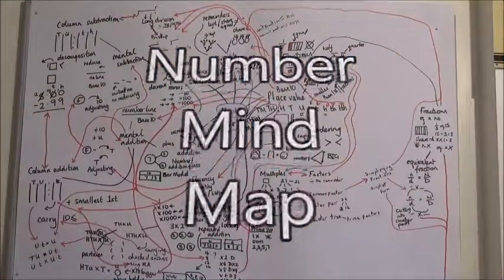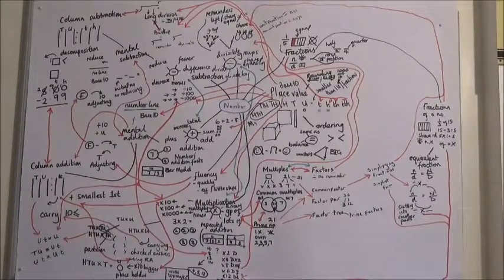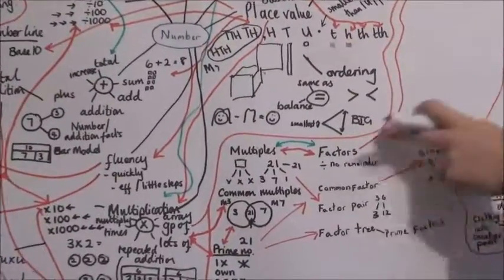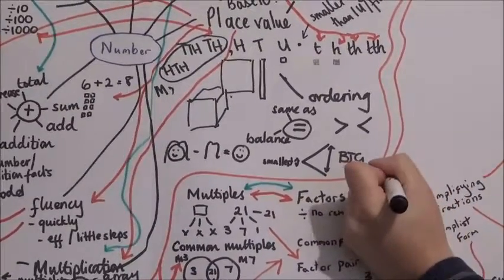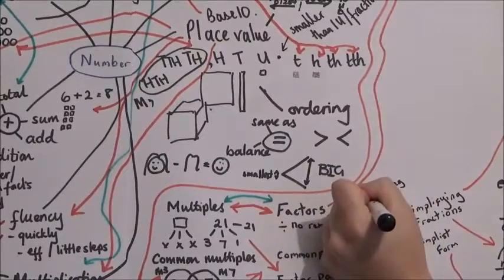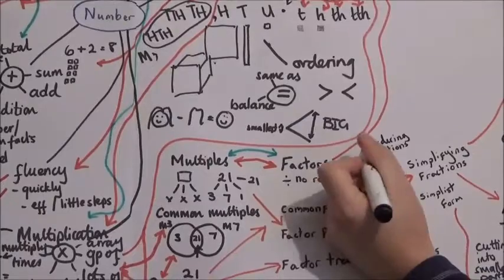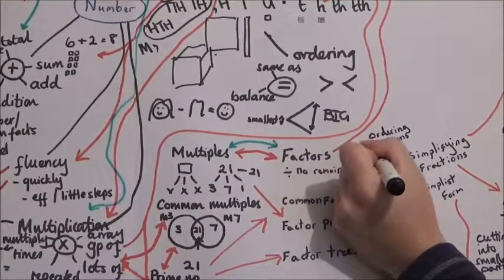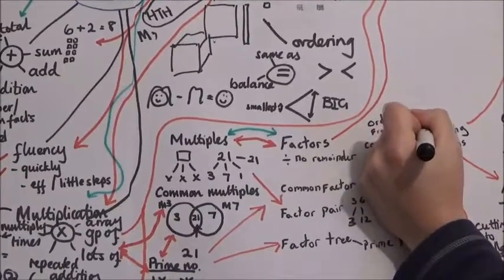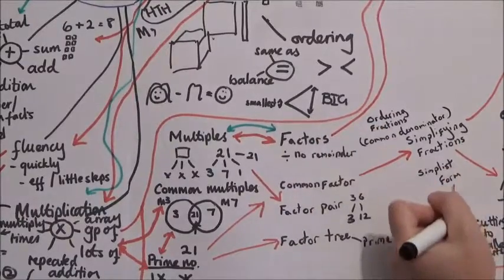Right, to our number mind map, and we need to add ordering fractions to this. We're going to put it here around our simplifying fractions because we have a lot of linking to do with it. So I'm going to put ordering fractions. And with ordering fractions, we know we need to find a common denominator. I'm going to put that in brackets just so we know.